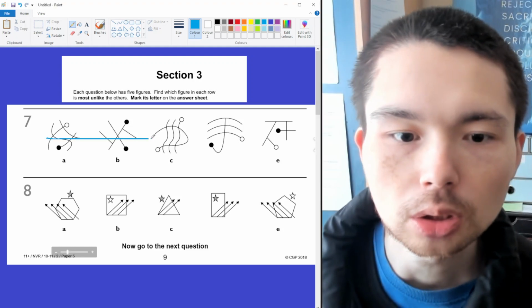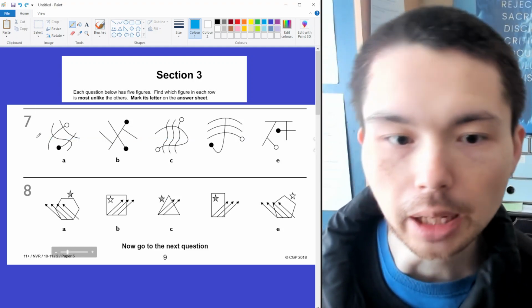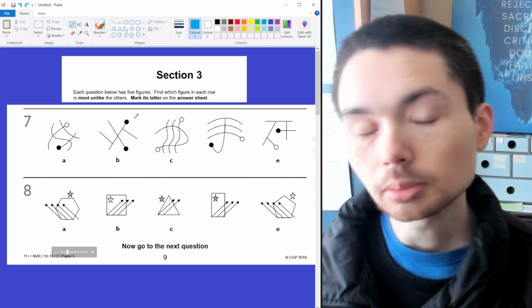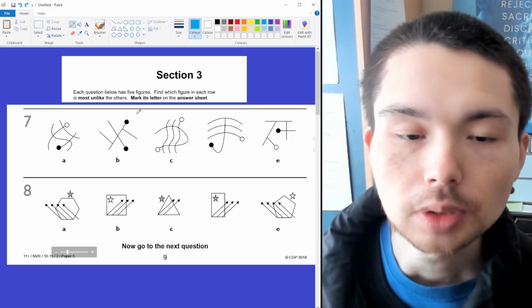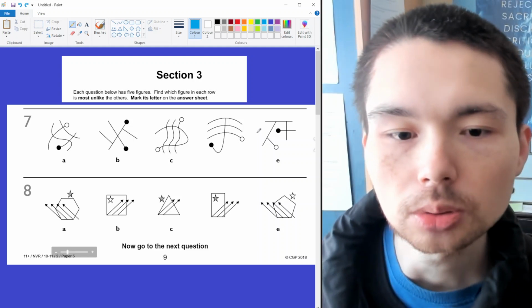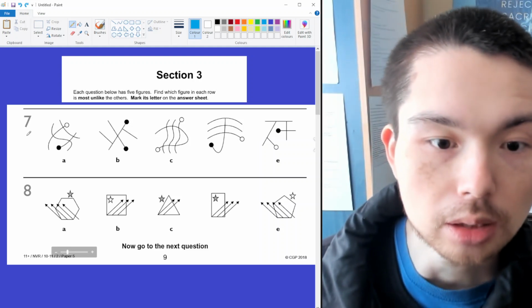Question 7, so many random loops. It's the same technique, guys. You quickly glance at all of them, and we think of a feature. Look at the circles: black, white, black, black, and the rest. So the colors are all different. Now, what really stands out to me are the number of lines.